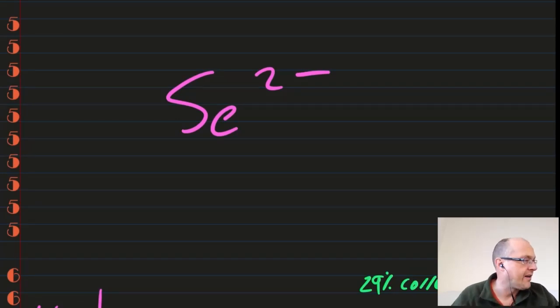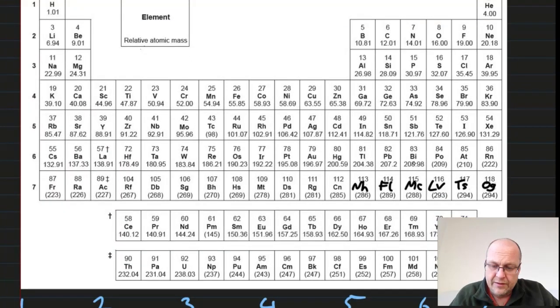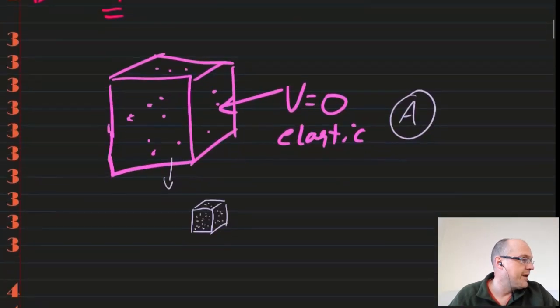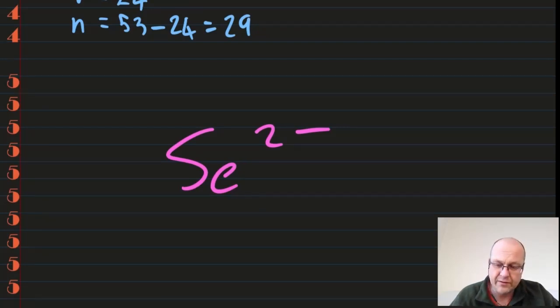The selenide ion, Se2-. Let's go to the periodic table. So there's selenium, and if it's grabbed two extra electrons, it's going to have 36 electrons. So this is going to end in 4p6, isn't it? So whatever it is, it has to end in 4p6. So let's look at the possible answers. So A, B, and D end in 4p6. So it could be A, B, or D.